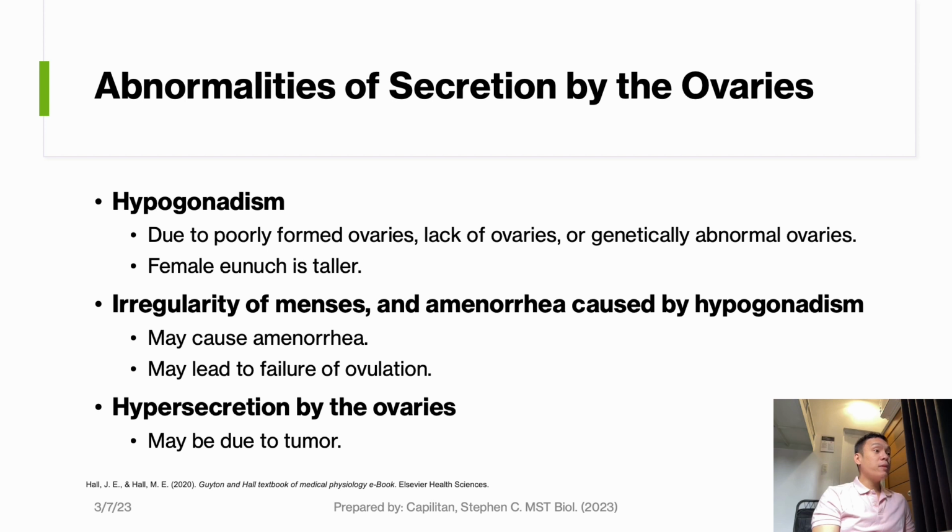There are also abnormalities of secretion by the ovaries, such as hypogonadism due to poorly performing ovaries, lack of ovaries, or genetically abnormal ovaries. A female eunuch is taller, and menstrual irregularity and amenorrhea are caused by hypogonadism. It may also cause amenorrhea, leading to failure of ovulation. Hypersecretion in the ovaries may be due to a tumor.